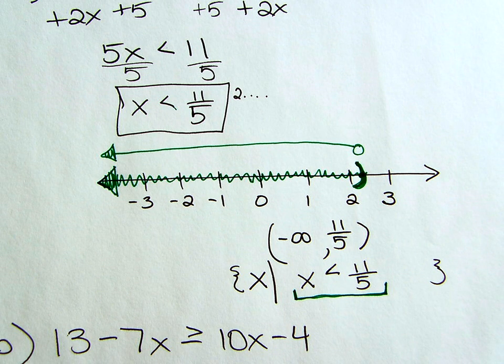Is there any questions on how we did this? Any aspect of it, on how we solved the inequality, how we graphed the inequality, how we got the set builder, the interval notation from this inequality? Okay, let's do another one.